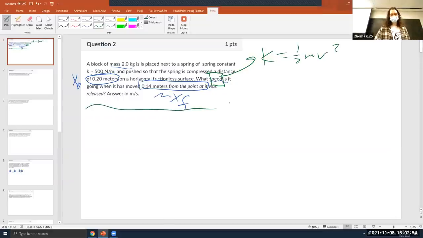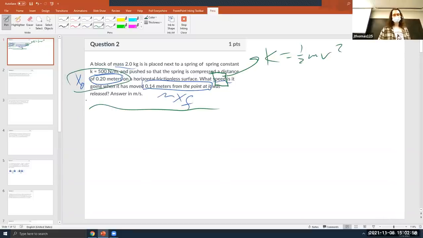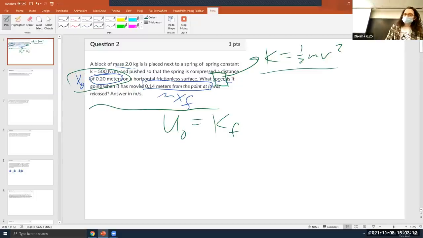And in this problem, we start off with this fully compressed spring. The thing is at rest. So that's going to be our potential energy initial. And then we'll set it equal to, obviously, we have some kinetic energy final for there to be a speed. The other thing is, since the spring was compressed 0.2 meters, and then it's only moving 0.14 meters, there's still some compression in the spring, which means there's still some energy stored up there. And that will be our potential energy final. This is how you want to set up these problems.